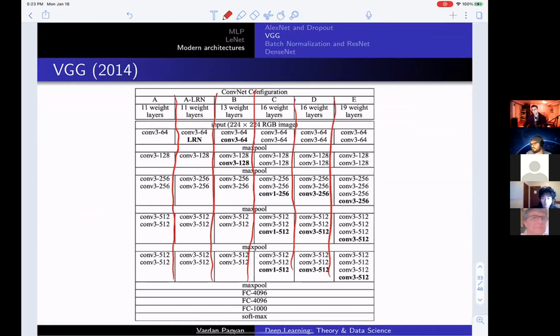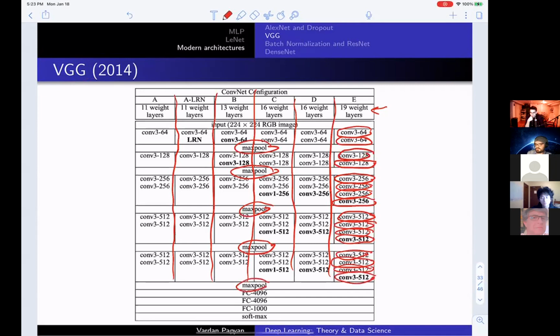So the way you read it is, let's say here, it says 19 weight. It means 19 layers. And then the first layer you have is a convolution with 64 filters. The second is a convolution with 64. And then you apply max pooling. Then you have a convolution with 128, convolution with 128, and then you apply max pooling. Then you have a convolution with 256, 256, 256, 256, and then you apply max pooling. Then 512, 512, 512, 512, and then you apply max pooling. And then you have 512, 512, 512, 512, and then you apply max pooling. And then you have fully connected layers.